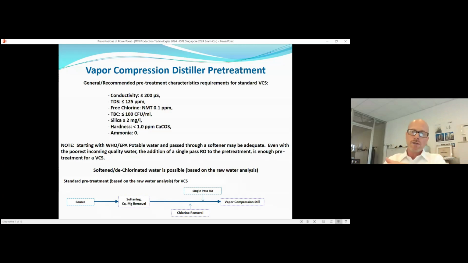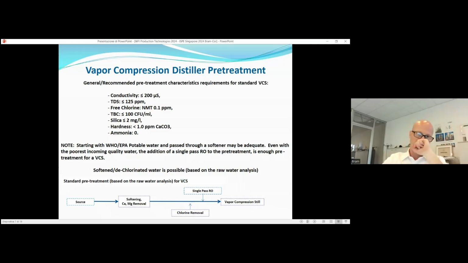Obtaining WFI. Obviously, the higher is the conductivity that you inject in the distiller, the higher will be the rejection of the concentrate, and the more frequent become the cleaning. 150, 200 microsiemens allows, like in the multiple effect distiller with 1.3 or below 2 microsiemens, to have a quite long possibility to work without having interventions to be done for descaling or cleaning, etc. So as you see, there is the source, softening, chlorine removal, single pass RO recommended, and you can go in the vapor compression.